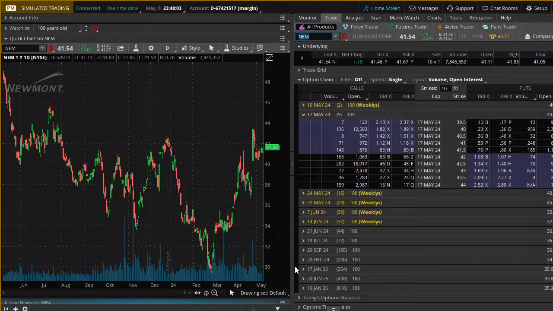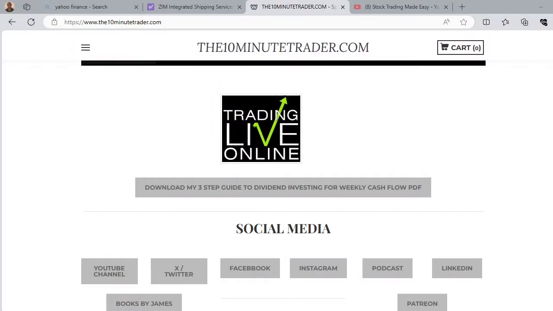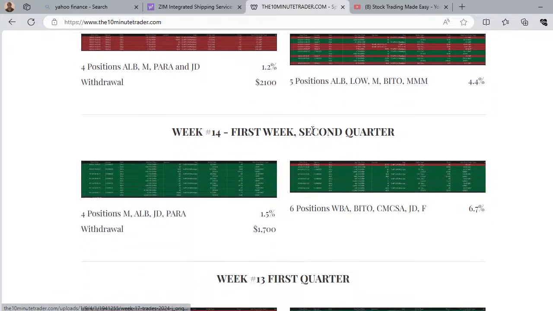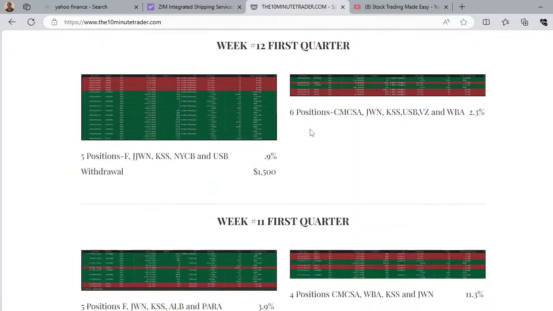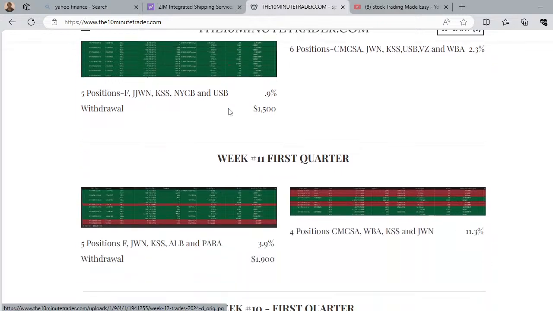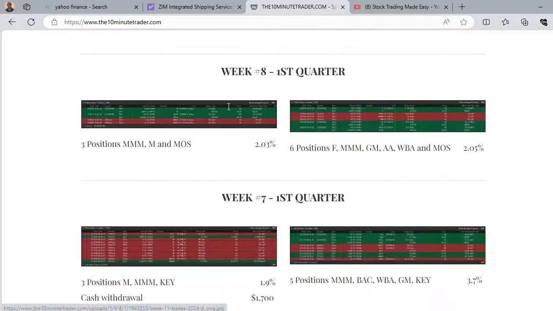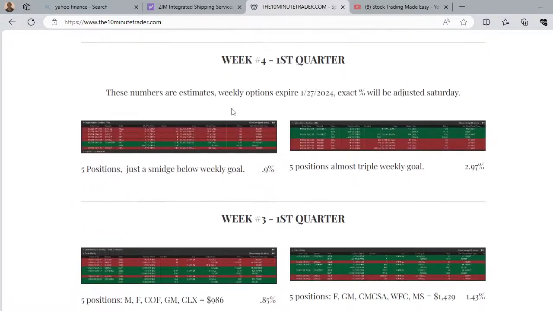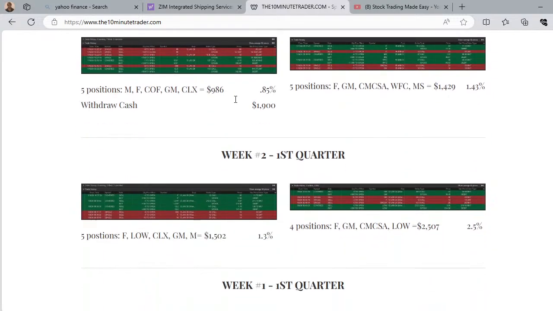Okay, I made 0.8, 0.85, 0.9, 0.95. 4 times this year. Hold on a second. Let's go back to the screen. All right, right here. Week 12, 0.9%. Week 4, 0.9%. Week 3, 0.85.